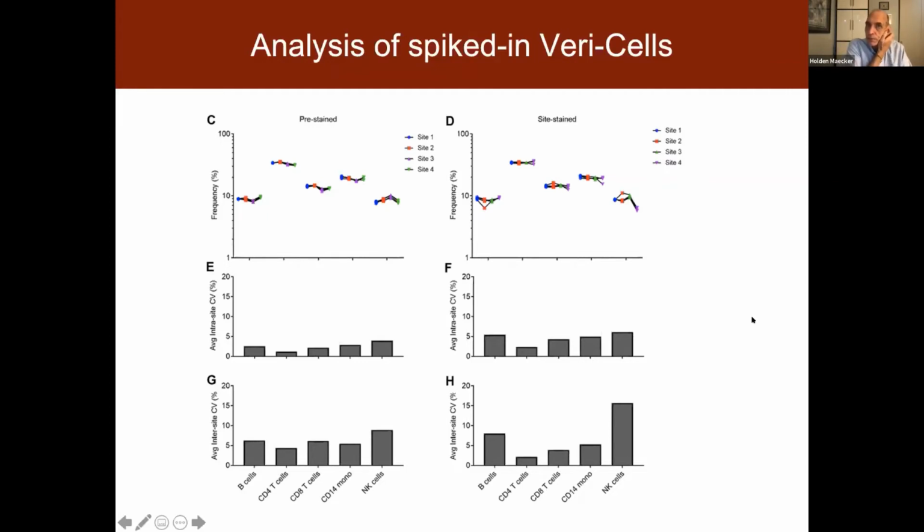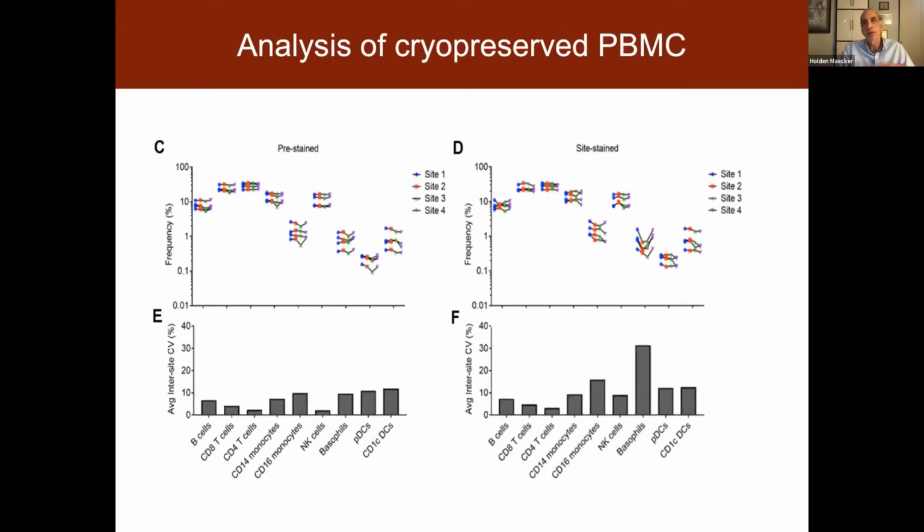So that's the analysis of the spiked-in varicels, which were again the control population in all of this, but we can of course also look at the PBMCs. Now you will see the four lines are diverging from each other a bit because these are four different donors. We expect them to have somewhat different frequencies of the different populations.